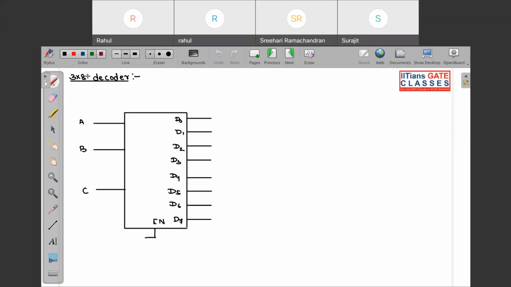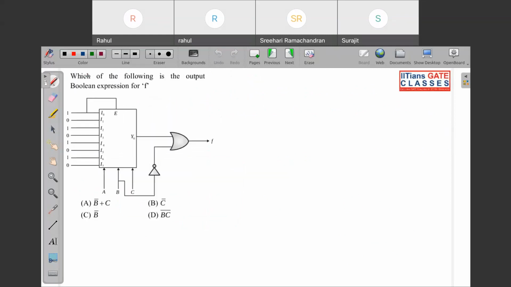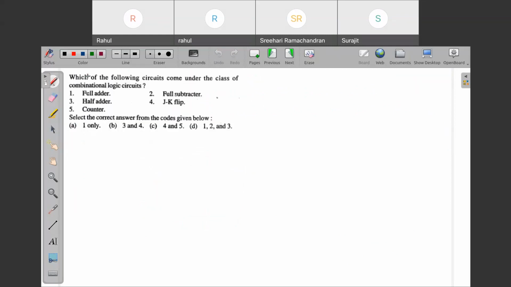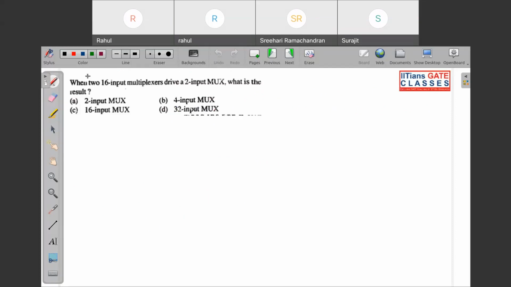So now I have a few questions over here. Let us try to solve them one by one. When two 16 input multiplexers drive a 2 input mux, what is the result? Can you tell what will be the answer? 32 inputs, sir. 32 input.